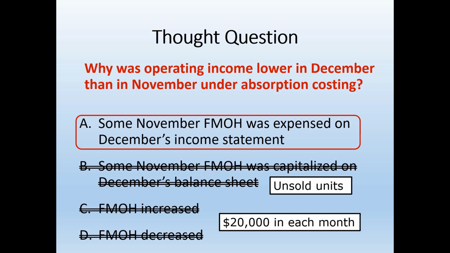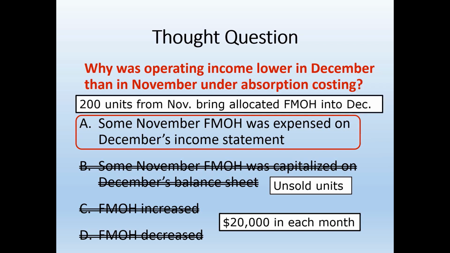The correct answer is some of November's fixed manufacturing overhead was expensed in December because the 200 units that we took out of ending inventory brought their November fixed overhead into December. That's why December's income was so low.